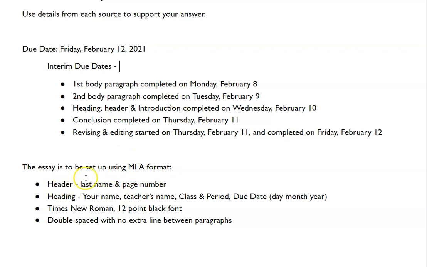Okay. Yes, your essay is to be set up in MLA format. So just as a reminder, the header has your last name and the page number. The heading, which is at the top of the first page only, has your name, my name, the class, and the period. And then the due date with the day, month, year format. It should be Times New Roman, 12-point black font, and double spaced, no extra line between the paragraphs.